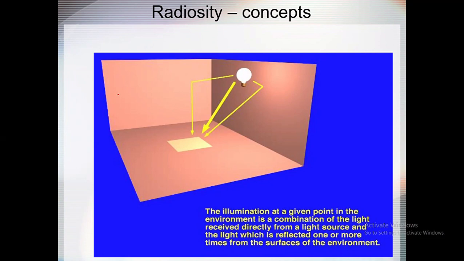Alright, so radiosity, you can see this is actually a light and physics concept basically, and the illumination of a given point is a combination of the light received directly. What is that supposed to mean actually? This light goes to that wall and reflects, goes to that wall and reflects, and directly. So illumination should cover all these components, not only that one. So we need to calculate this component and this component to compute its RGB value.